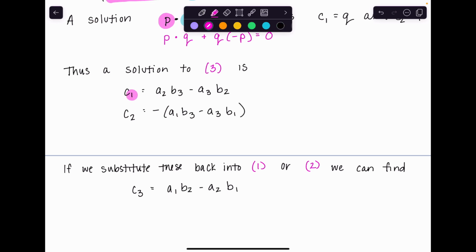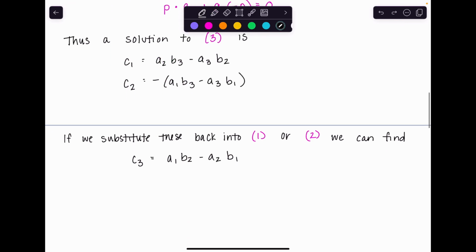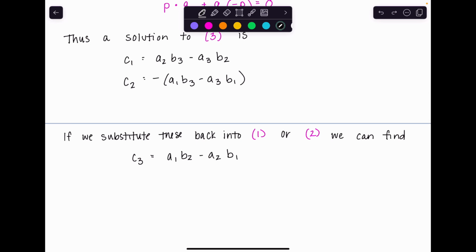You can see C1 deals nothing with A1 or B1. It deals with the other two. C2 deals with nothing A2, B2. And C3 deals with the other two components. So there is a nice pattern, and we're going to define this in terms of something else instead. But this formula is where our cross product comes from.